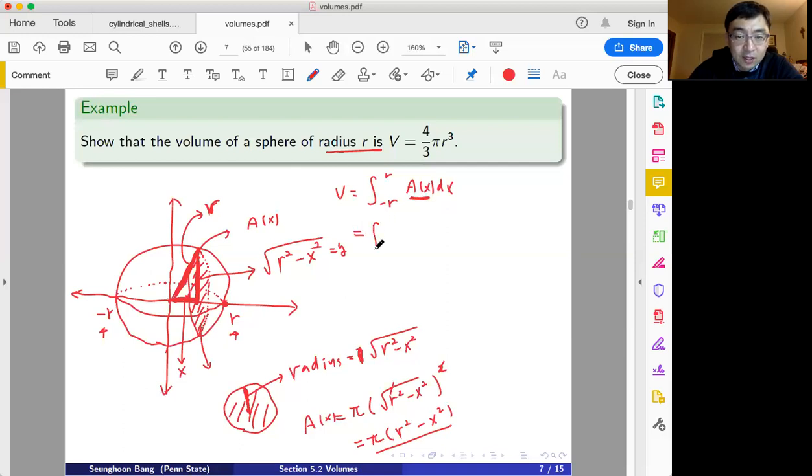So we have integral from negative r to r. AX is pi times r square minus x square dx. So you can calculate. You can keep pi. What is integral r squared? What's integral r squared? Do you have any idea? What's integral r squared? What is integral r squared? So could you write your answer on the chatting board, please?